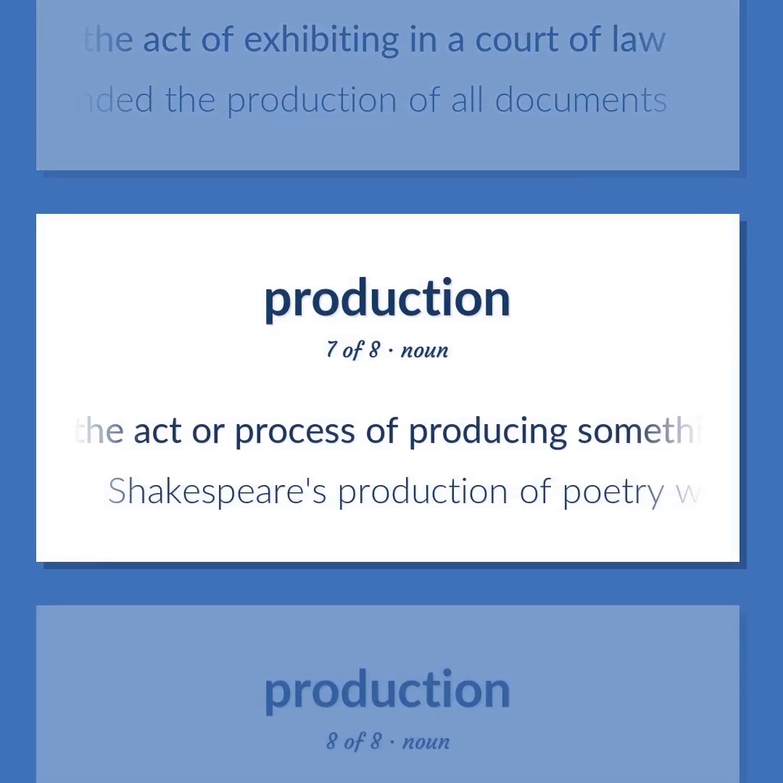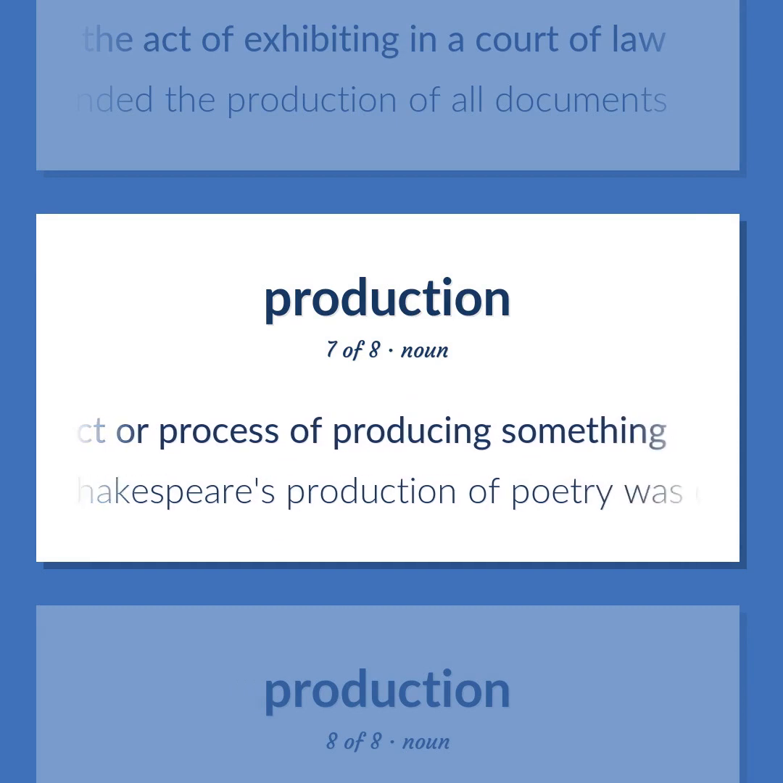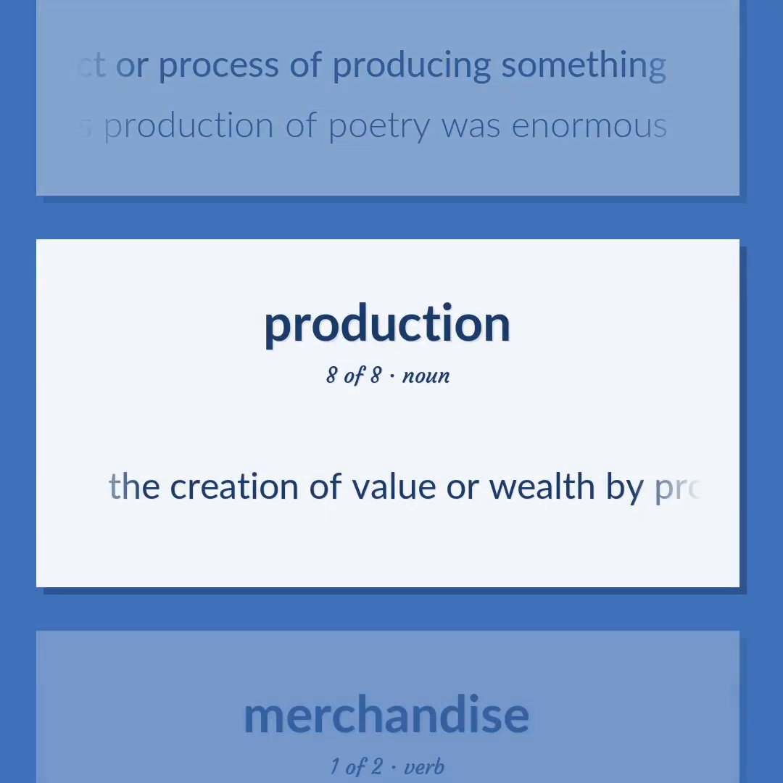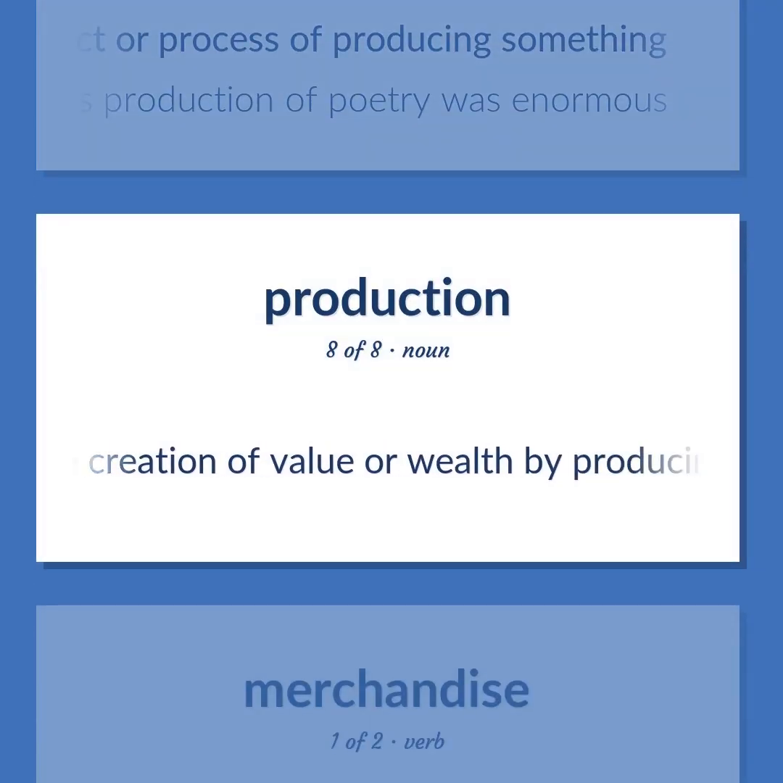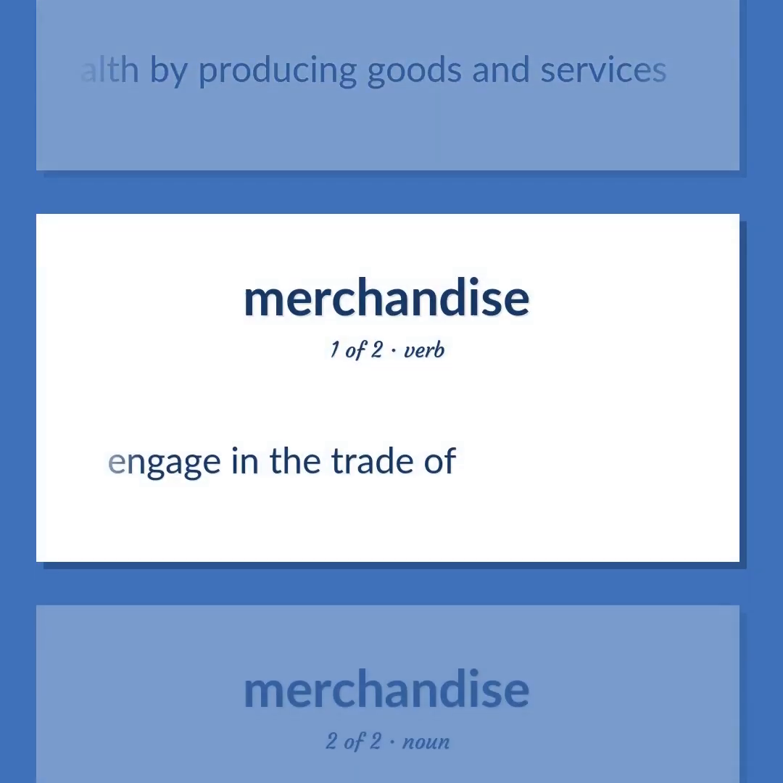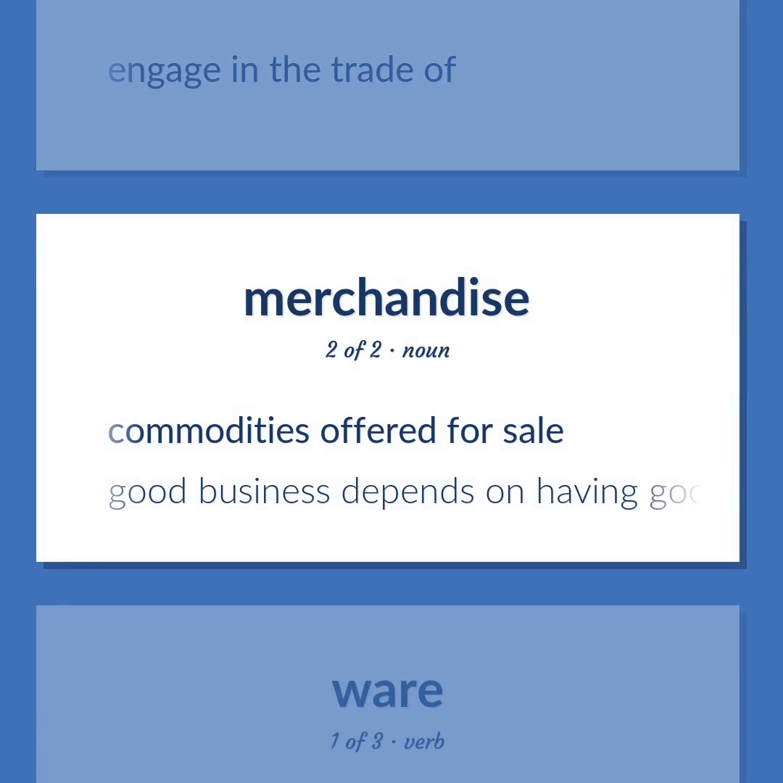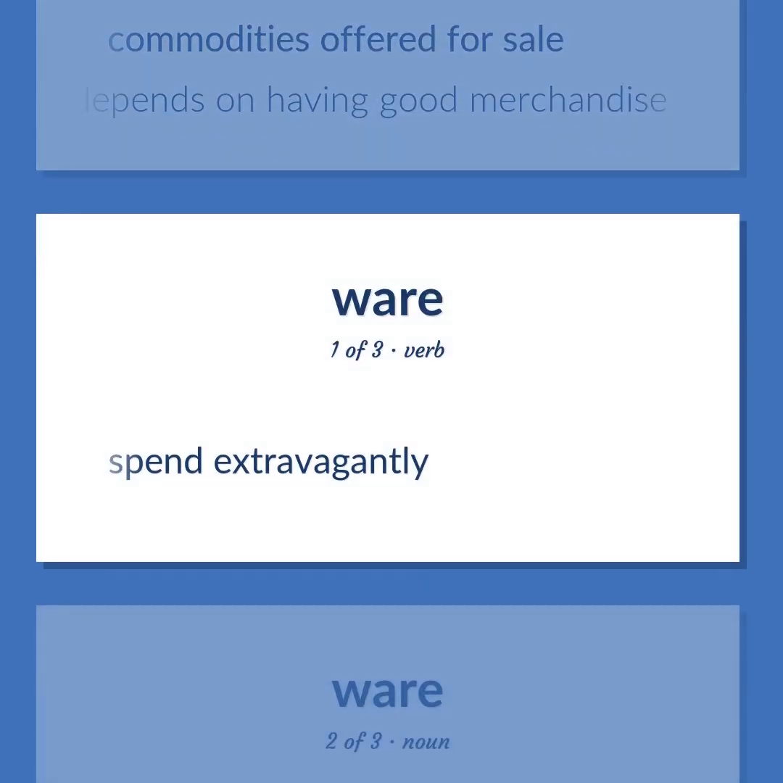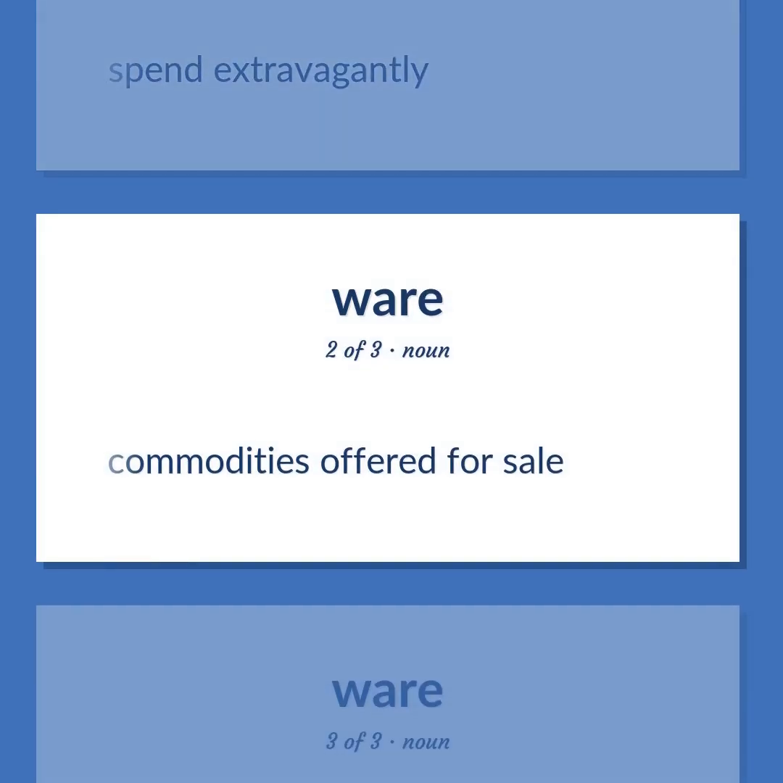The act or process of producing something. Shakespeare's production of poetry was enormous. The creation of value or wealth by producing goods and services. Engage in the trade of. Commodities offered for sale. Good business depends on having good merchandise. Spend extravagantly. Commodities offered for sale.